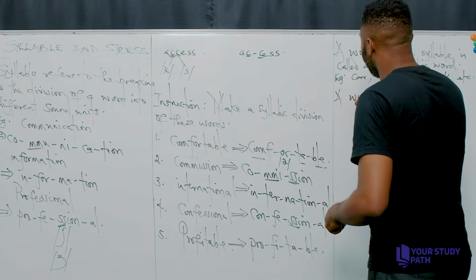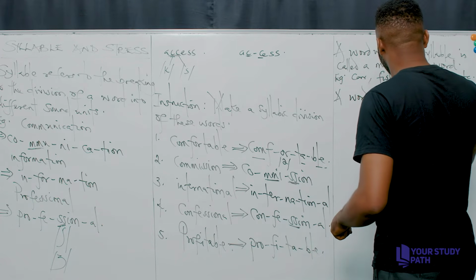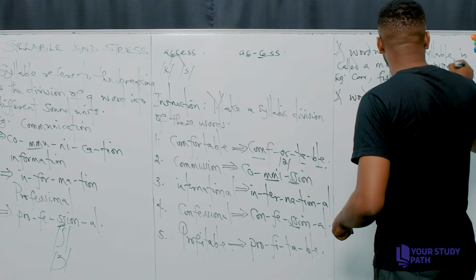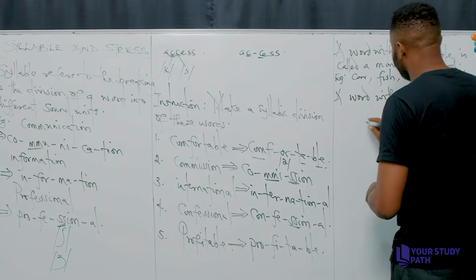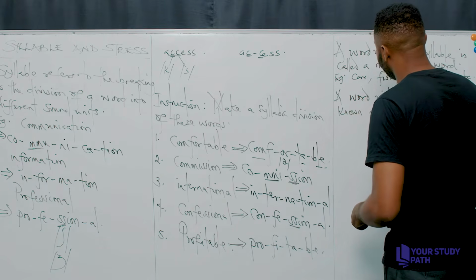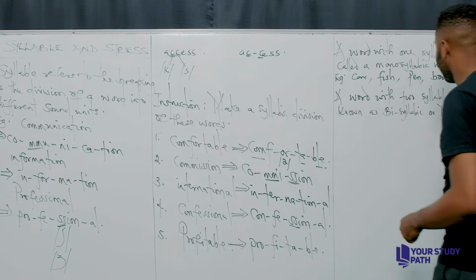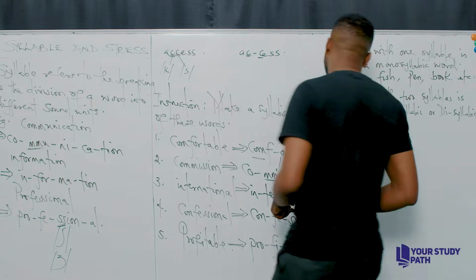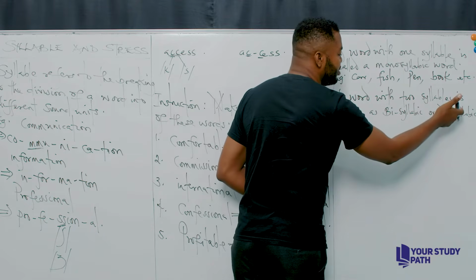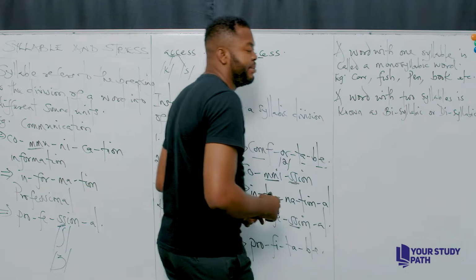A word with two syllables is known as bisyllabic. Can you say that? So you can call it bisyllabic or disyllabic. So now, if you have a word with two syllables, that is known as bisyllabic or disyllabic.